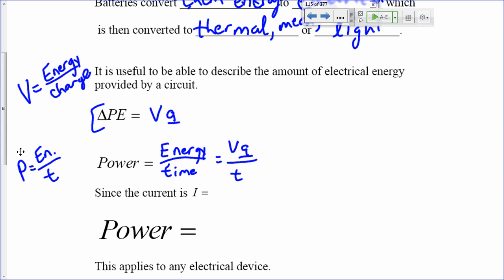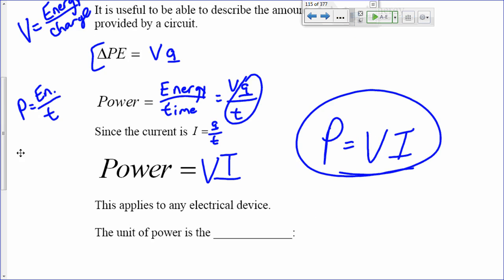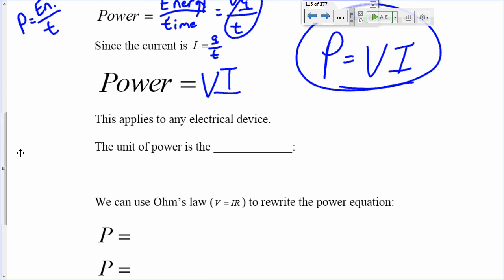But if you recall, we defined our current I as Q divided by T. So notice we have this Q over T term here. So I can get an expression for power that is what? V times your current. So this is one of our basic guiding principles when we're looking at circuits, is that the power on any certain device is the voltage across that device times the current. Any electrical device, which we'll just be dealing with, resistors.